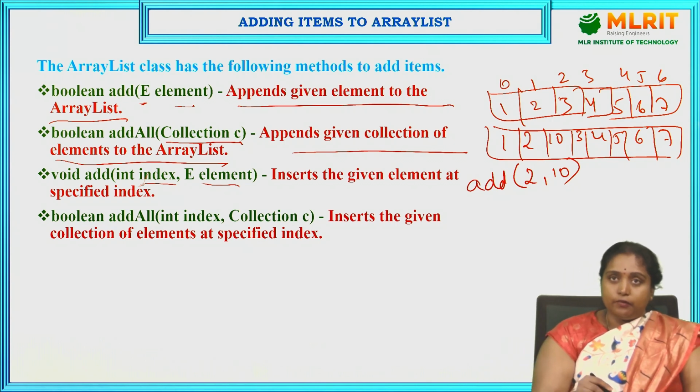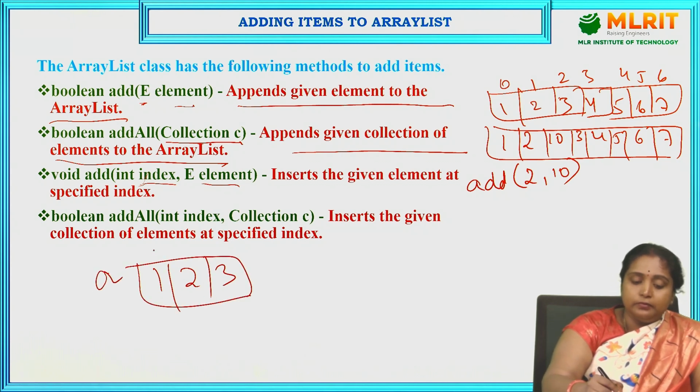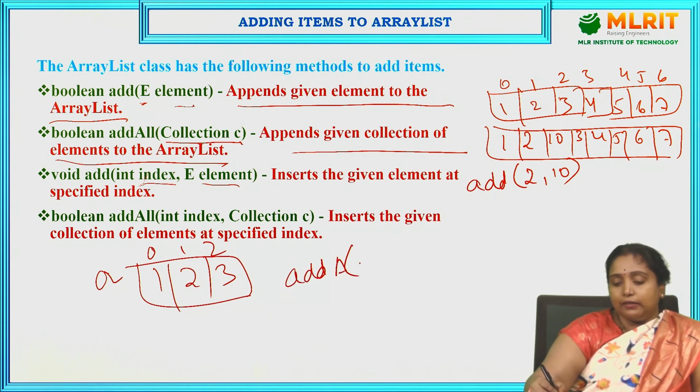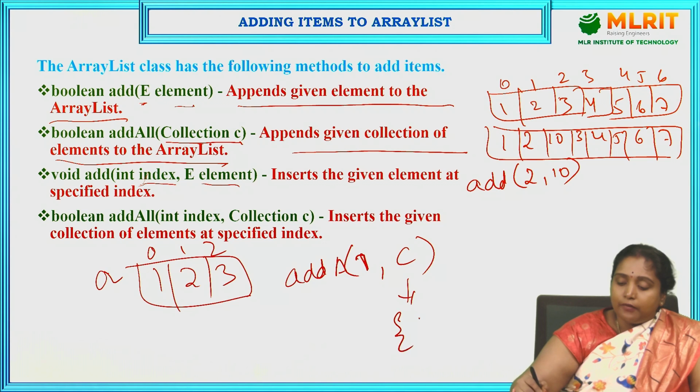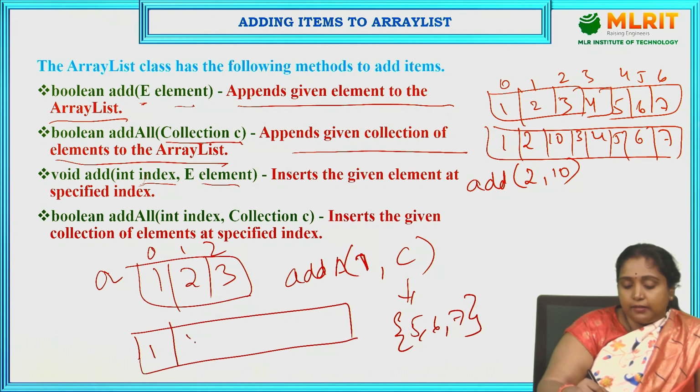And in the same way, if I have the values 1, 2, 3 as my ArrayList, and I want to use addAll with an index value, at the first index I just want to add a collection of elements which consists of values 5, 6, 7. It will add them at the first index, so it becomes 1, 5, 6, 7, and 2, 3 will come later on.